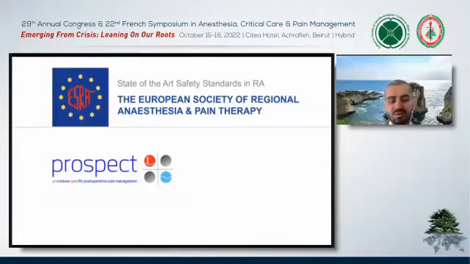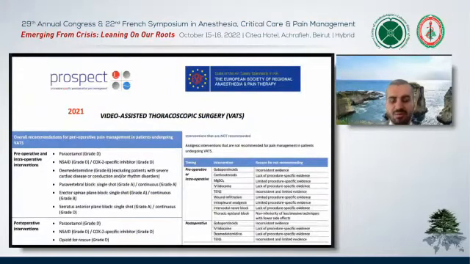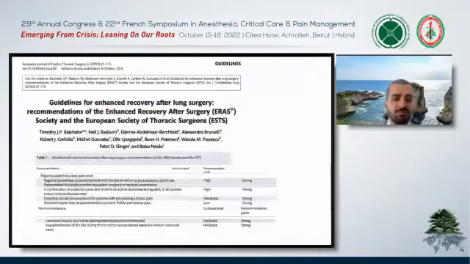Last but not least, we cannot continue talking about any recommendation without talking about PROSPECT, and PROSPECT are a group of anesthesiologists and surgeons in the European Society of Regional Anaesthesia and Pain Therapy, and they make recommendations for different types of surgeries. For example, they mentioned that there is grade A evidence for performing SAP and erector spinae blocks for that surgery. And you can see that there are other techniques for analgesia that are not recommended.